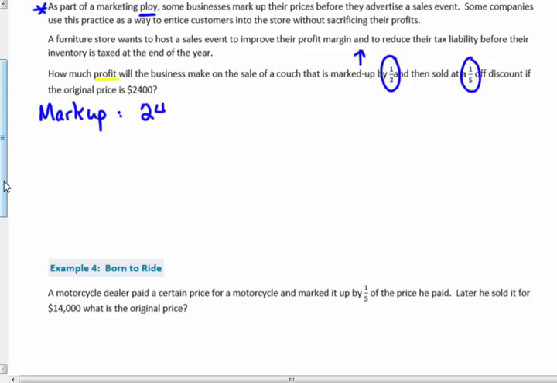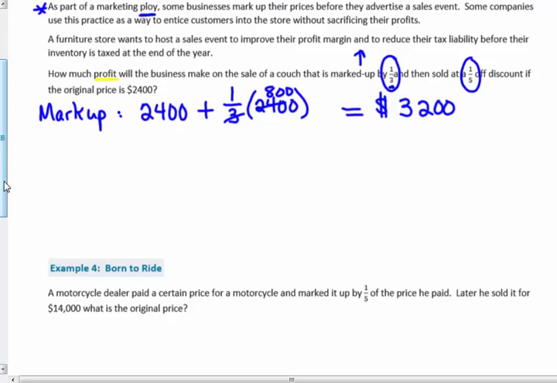I start with my $2,400 and I add 1/3 of that $2,400. Well, that goes in there 800 times. So I know that the price is going to be added up by $800 more. So $2,400 plus 800 gives me that this thing is now costing $3,200. If I bought it yesterday, it would have only cost me $2,400. Today, it's now marked up to $3,200. This is the markup.